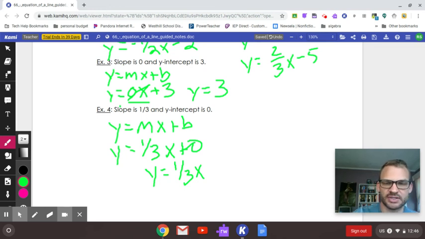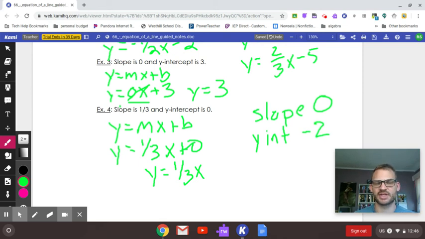Now I want you to try this one on your own. So we're going to have a slope of 0 and a y-intercept of negative 2. So choose the answer that has a slope of 0 and a y-intercept of negative 2.